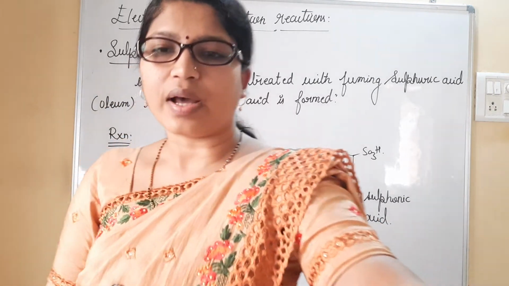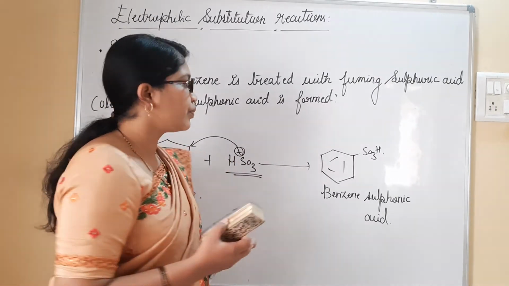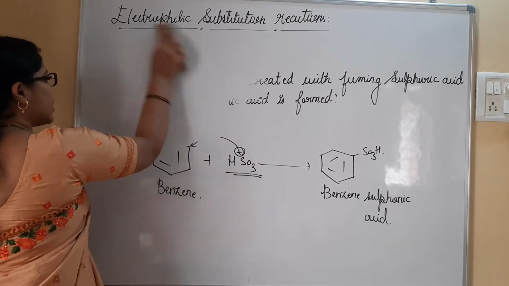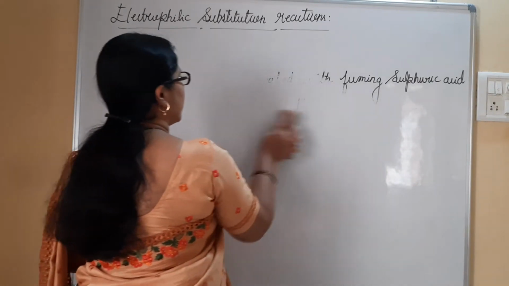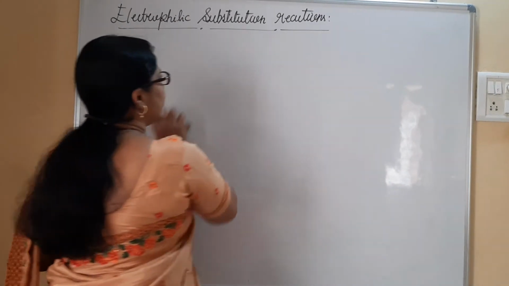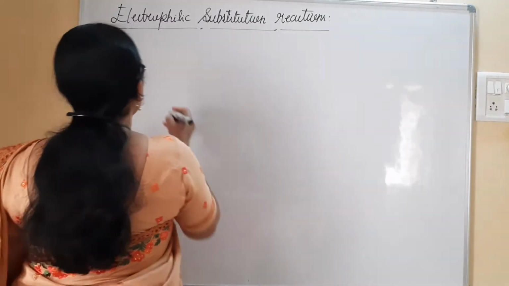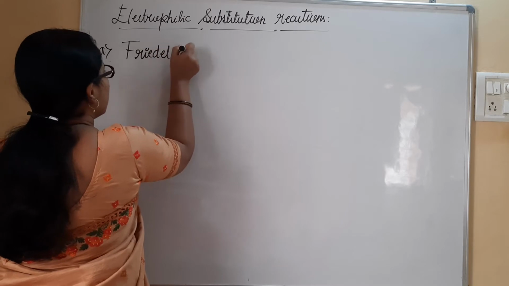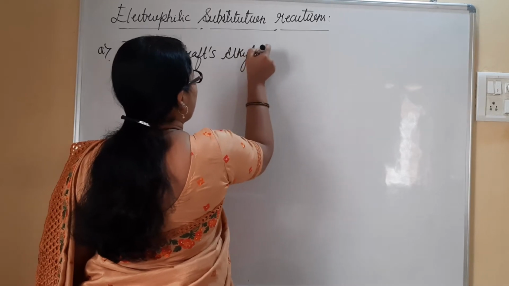Like this, we also have the next reaction, which is called the Friedel-Crafts reaction. We have seen there are mainly two types of Friedel-Crafts reaction, that is Friedel-Crafts alkylation reaction and Friedel-Crafts acylation reaction. Let us first understand Friedel-Crafts alkylation. Fine. So when you consider Friedel-Crafts alkylation reaction.